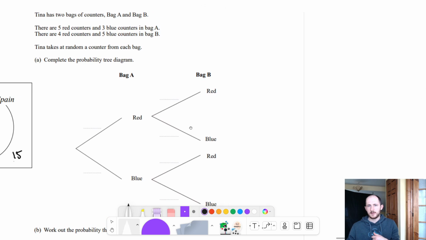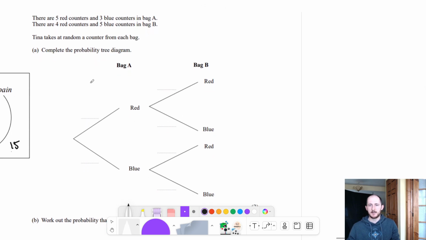Okay, Tina has 2 bags of counters, bag A and B. She has 5 red and 3 blue in A, 4 red and 5 blue in B. She takes a random counter from each bag. Complete the probability tree diagram.